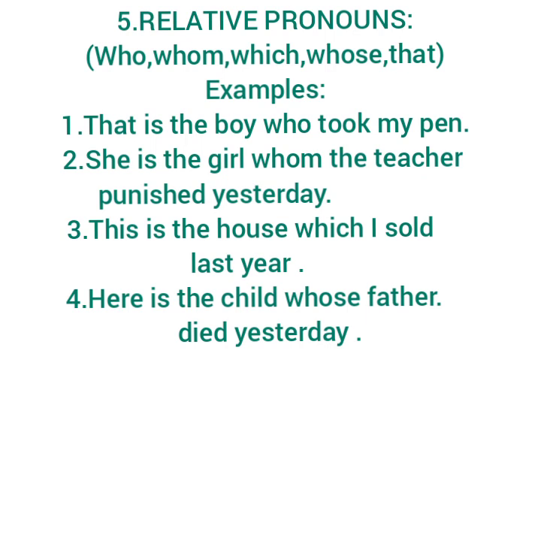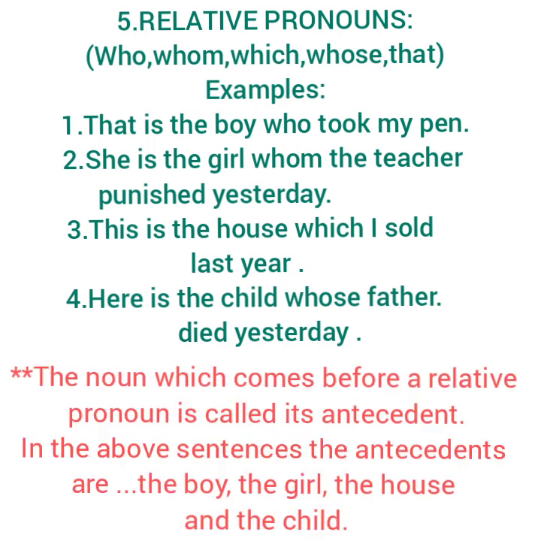Number 2, she is the girl whom the teacher punished yesterday. Here, whom is the relative pronoun and it refers to the girl. Number 3, this is the house which I sold last year. Here, which is the relative pronoun. Number 4, here is the child whose father died yesterday. Here, whose is the relative pronoun and it refers to the child.